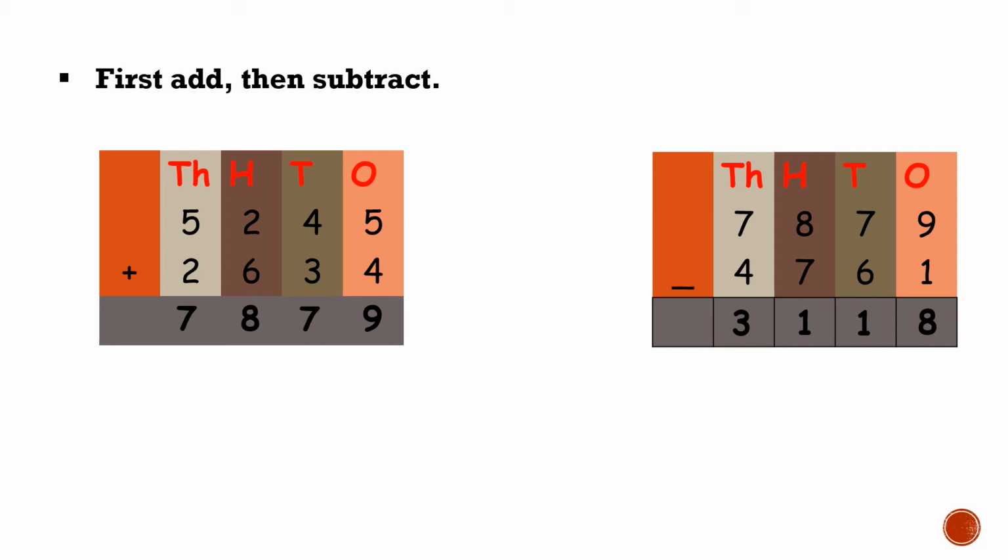Thus we can say that 5245 minus 4761 plus 2634 is equal to 3118.